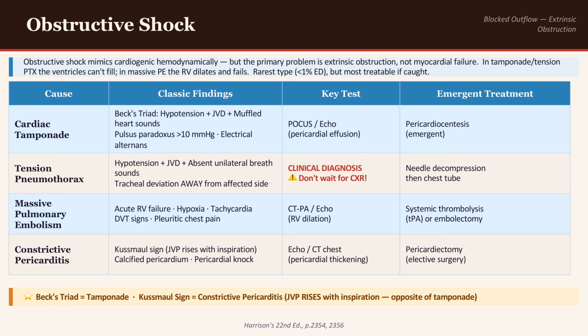That one is a clinical diagnosis. Do not wait for a chest X-ray. And massive PE causes acute right ventricular failure with hypoxia and tachycardia. One more pearl. Kussmaul's sign, JVP rising with inspiration, points to constrictive pericarditis, not tamponade. That distinction comes up on boards.